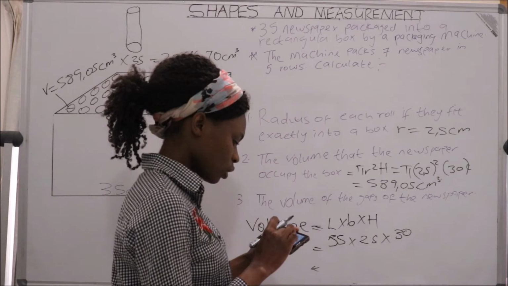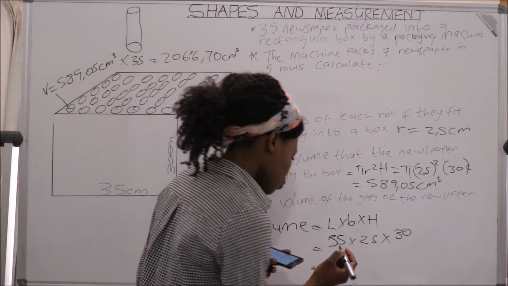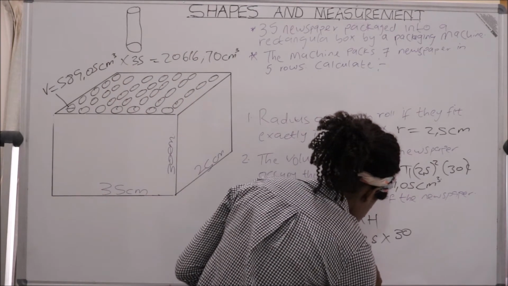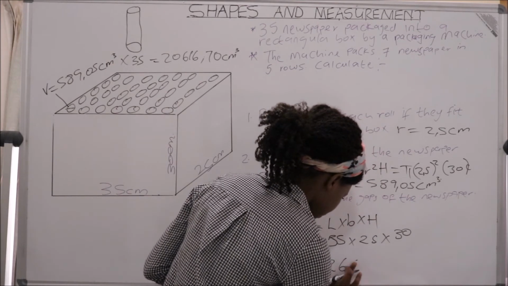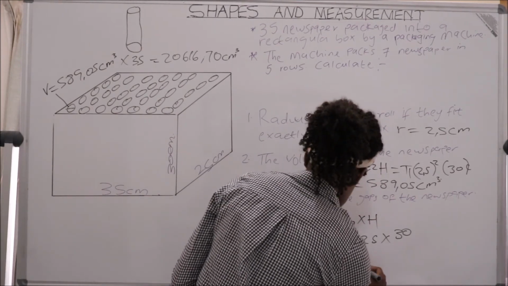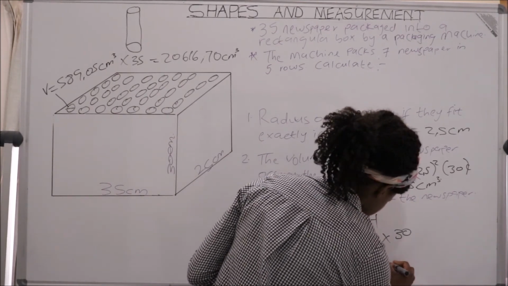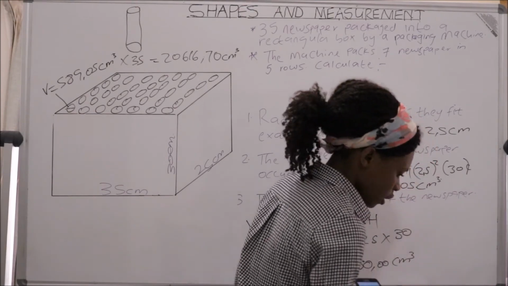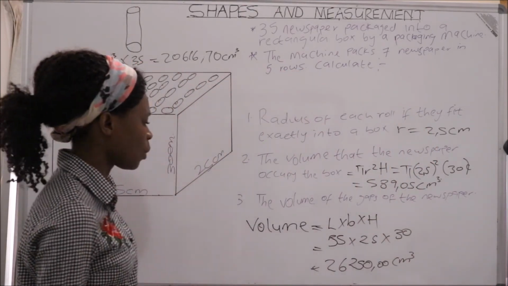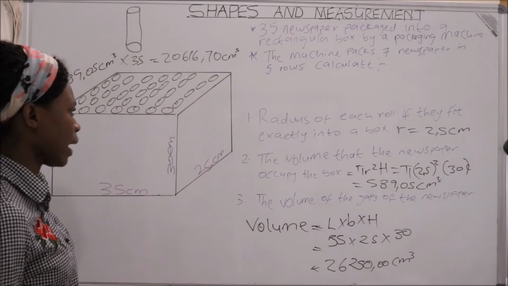I'll just use the phone calculator. Okay, so that will give us 26,250 cubic centimeters.